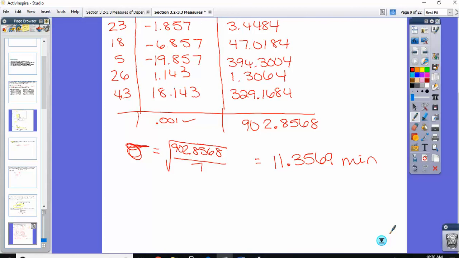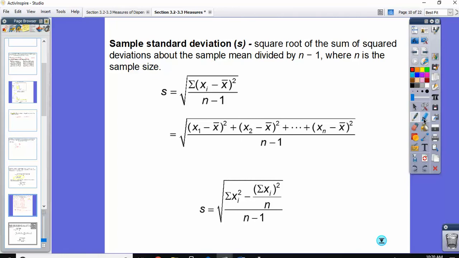We can do standard deviation for a population or a sample. The difference is the letter, essentially. So we use sigma for the population. When we're talking about a sample, we use a lowercase s to represent the standard deviation. So sigma for a population, s for a sample.